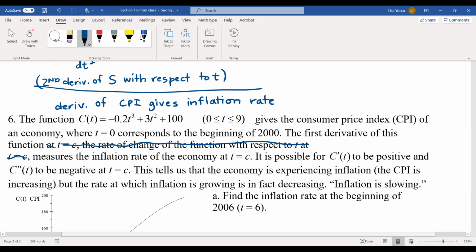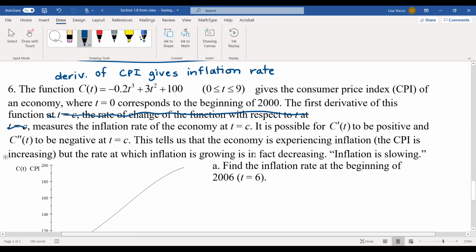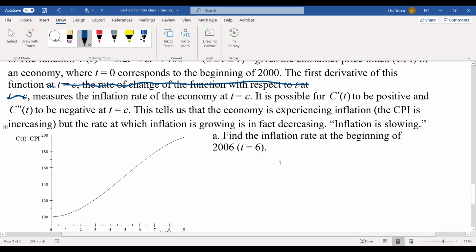All right, so just forget about all the stuff in there. We'll talk about that. Let's go ahead and do part A, which is to find the inflation rate at the beginning of 2006, which is t equals 6. I have a graph of the function because I'm going to talk a little bit about what this means from our graph, so just hang on to that.